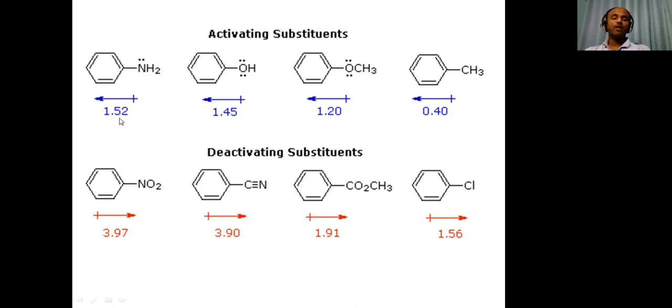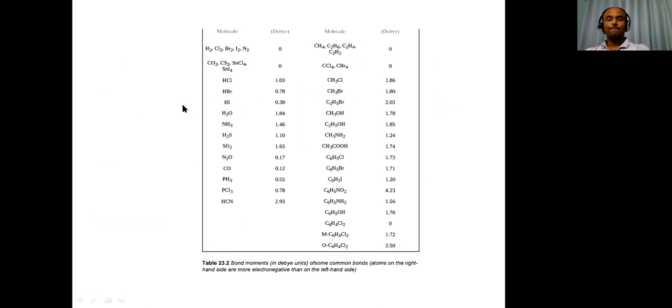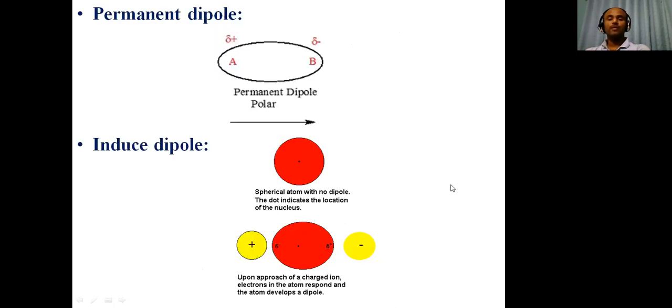Therefore, we have the highest value of dipole moment in aniline compared to phenol, compared to anisole, and compared to plain toluene. So in this way, similarly, we have activating and deactivating groups, and on the basis of activating and deactivating groups, the dipole moment value changes. Here again some examples, and their respective dipole moment values in debye are given.